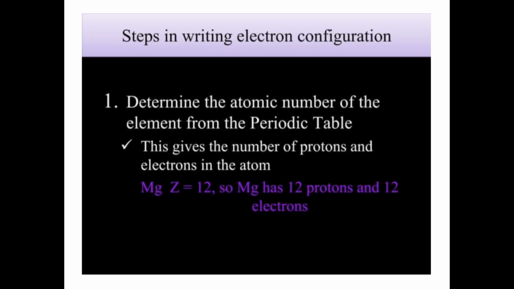Okay, so let's look at the steps we need to write the electronic configuration. Step 1, in writing the electronic configuration, you determine the atomic number of the element from the periodic table. This will give you the number of protons and the number of electrons in that atom. For instance, magnesium. Magnesium is in group 2 of the periodic table, and the atomic number is 12. The atomic number is the number of protons and electrons. That means magnesium will have 12 protons and 12 electrons.